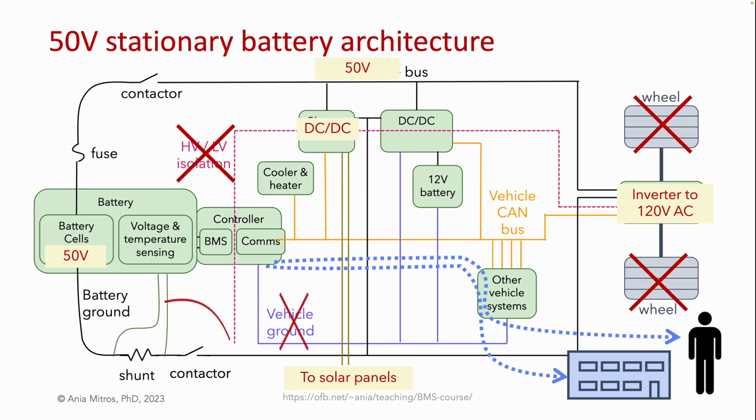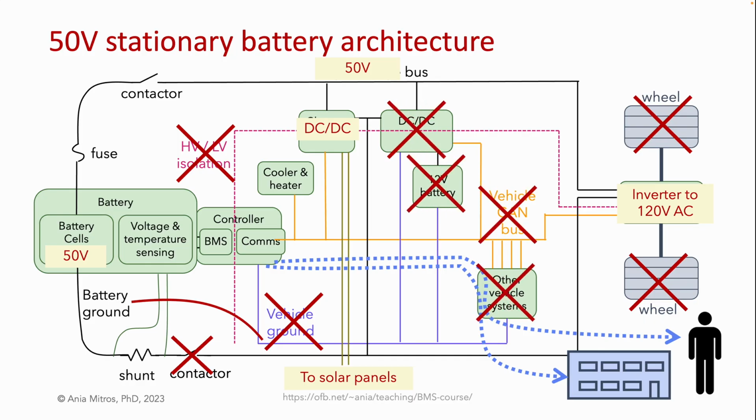With that change, we also may lose the need for separate grounds. With shared grounds, we may not need the low-side contactor. We lose the car's 12-volt supply, other vehicle systems, and the car-specific CAN bus, though we might add a user interface with its associated low-voltage supplies.